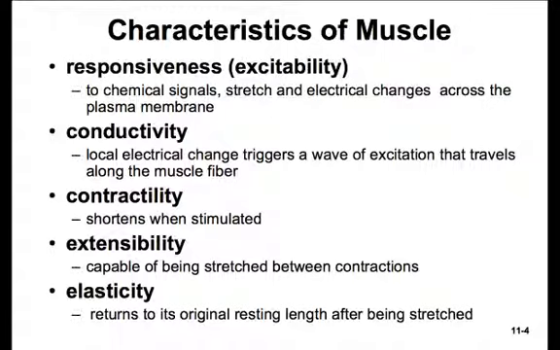They also need to have conductivity, in which local electrical changes trigger a wave of excitation that travels along a muscle fiber. This conductivity will cause contractility, which is that the muscle simply shortens as it's stimulated. In addition, it needs to have extensibility. We have to be able to stretch the muscle between contractions. The muscle will also have elasticity, which means that not only can we stretch it between contractions, but it will return to its original resting length after being stretched.